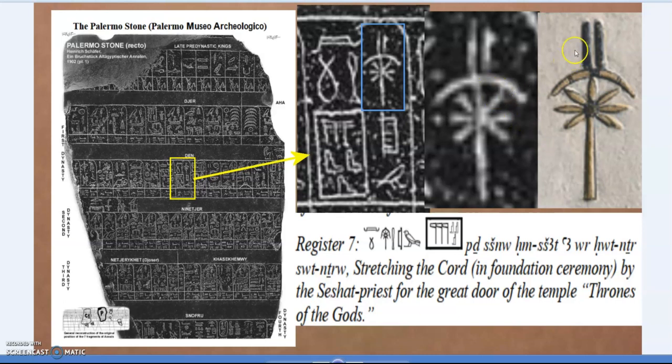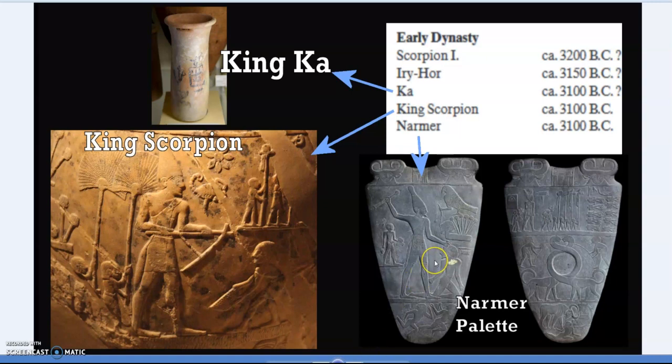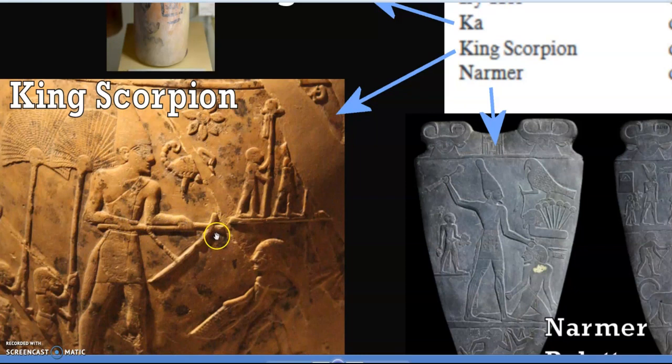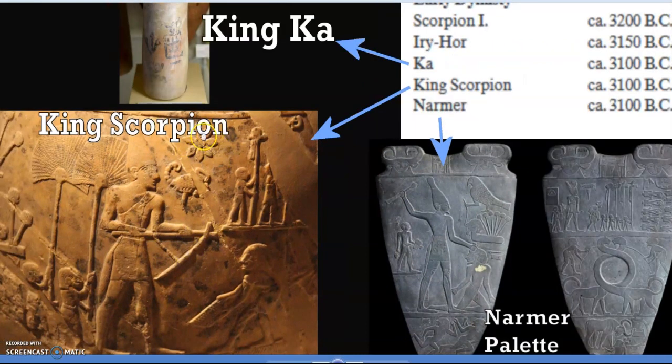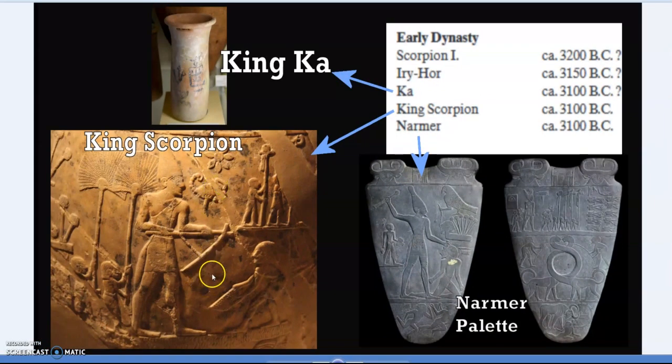Symbols of Seshat, the very old ones as compared to the later. So the Palermo Stone lists King Narmer. Before him it lists King Scorpion and King Ka, as well as Scorpion 1 and Iri-Hor. But we also have artifacts bearing those names, and even the Scorpion one has the adze, the seven-pointed star petals there, and I would say that this is very similar to the stretching the cord ceremony, where the king would dig a trench to the water table around a new temple, but that's stretching it a little bit.